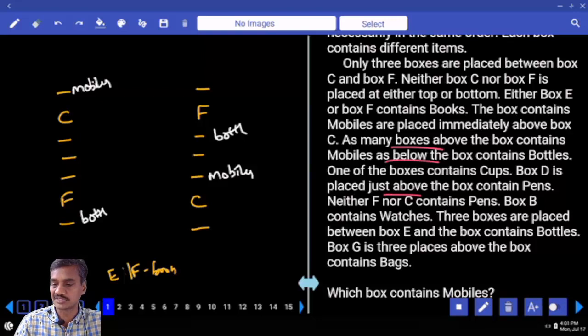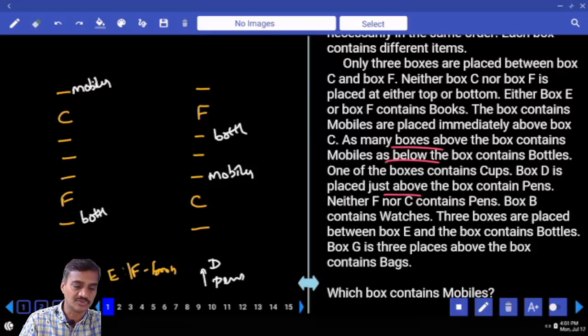D is placed just above pen. Now D is placed just above these pens, and D and pens must be together. Now if pen is here, D will be here. There are 3 different possibilities, and then pen here, D, 4 different possibilities. As of now, we cannot touch this one.